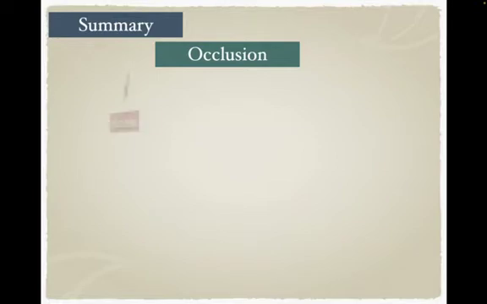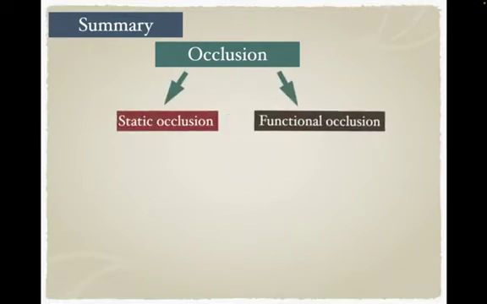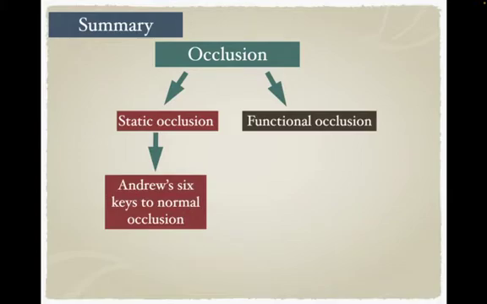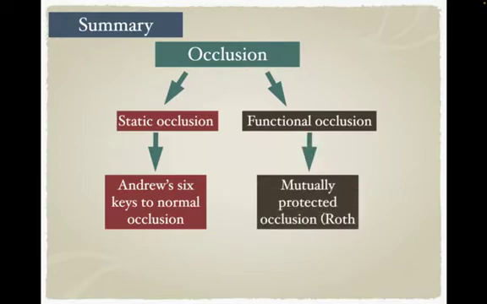So to summarize occlusion, we have static occlusion and we have functional occlusion. For static occlusion, we should aim for Andrews' six keys of normal occlusion, at least to achieve most of them. If we could not achieve all of them, it depends on the beginning of the malocclusion, if it's too severe. Functional occlusion is a mutually protected occlusion that is suggested by Roth. However, there's no evidence to support this. We should aim to achieve it, but if we did not manage to achieve it, that doesn't mean it will cause a huge detrimental or serious effect in the future.